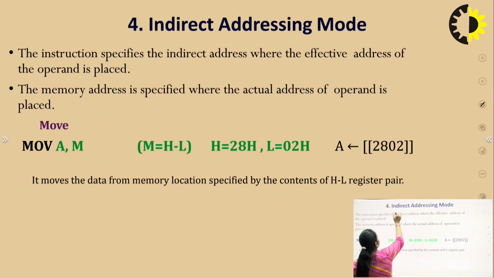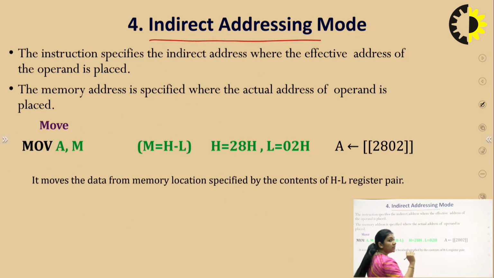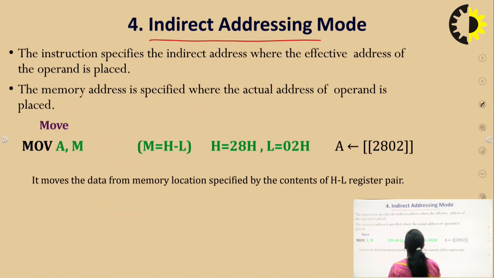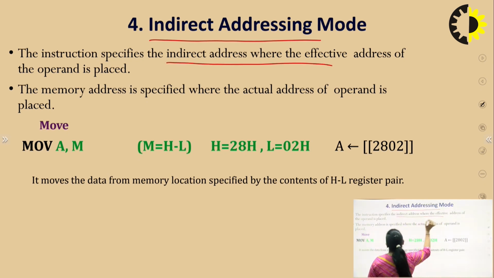Now next is indirect addressing mode. Unlike direct addressing mode, where the address was given directly, in indirect addressing mode it is not given directly. The instruction specifies the indirect address where the effective address of the operand is placed, and the memory address is specified where the actual address of the operand is.